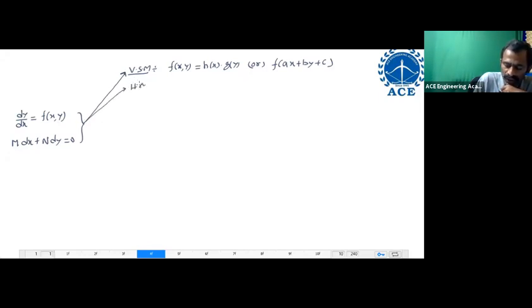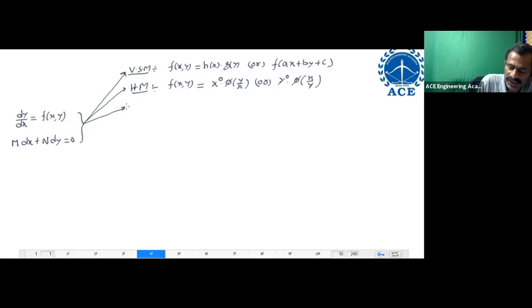The next method is the homogeneous method. The condition for this is, if you take the first form, this function should be a homogeneous function with degree 0 only. Or if you take the second form, M and N should be homogeneous functions of the same degree. If it is a homogeneous function with degree 0, this function can be written as a function of y by x, that is x power 0 into function of y by x, or y power 0 into function of x by y. That is why we replace y by x with v, or x by y with v.